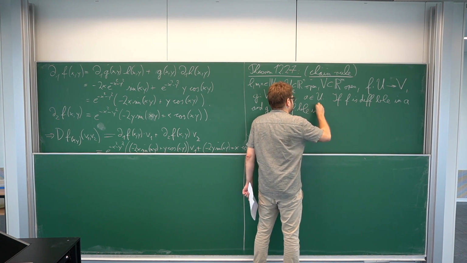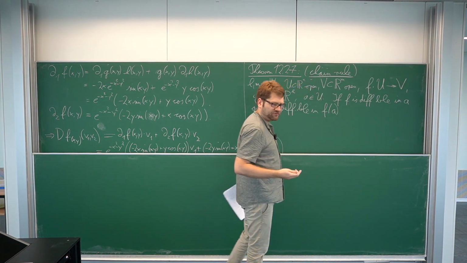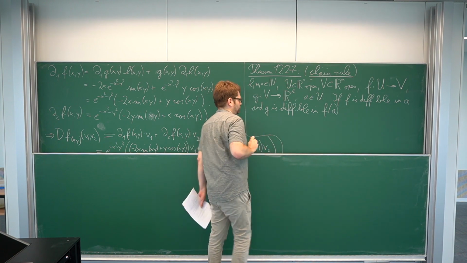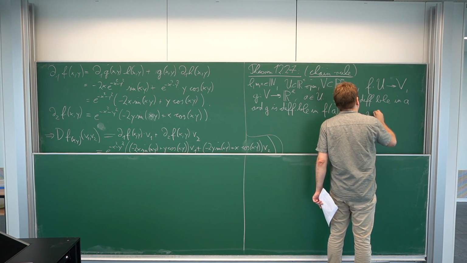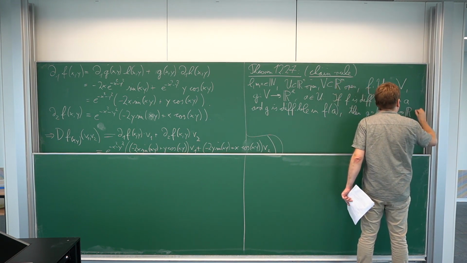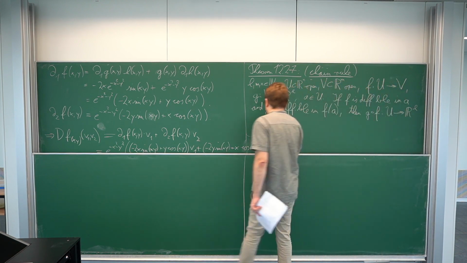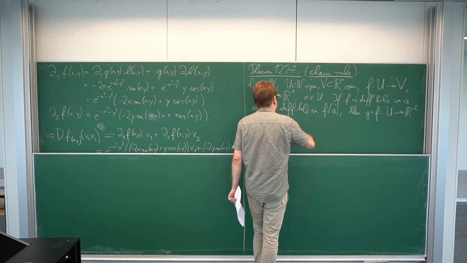and now in which point? In F of A. F of A lies in D, this is all well defined. So there we need that G is differentiable. Then the composition, G composed with F, which is now a map from U to R^l, is differentiable again in A.